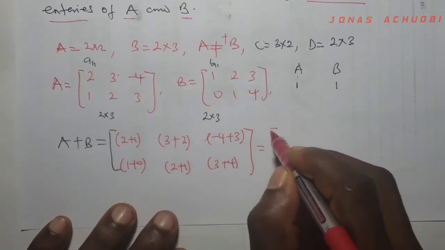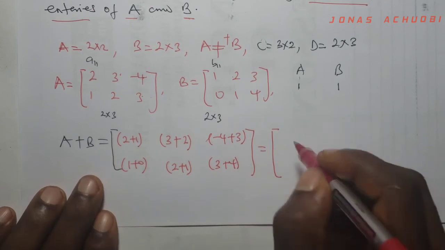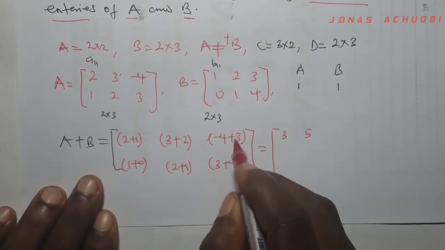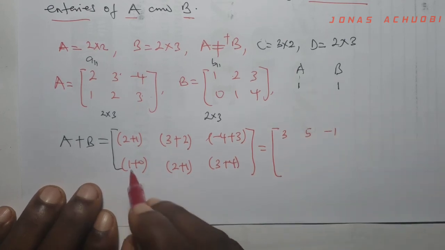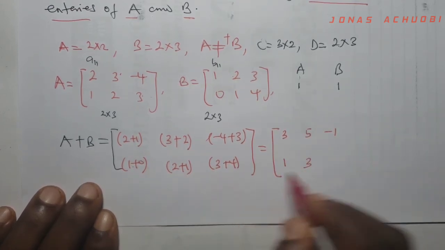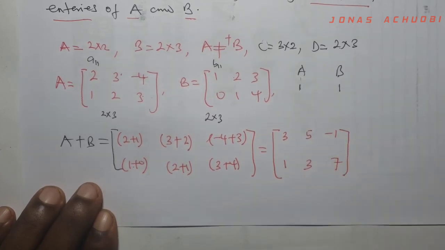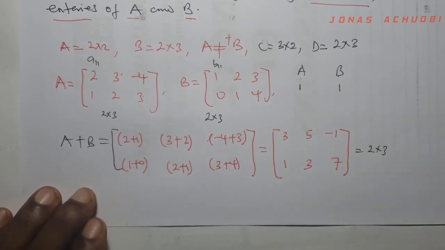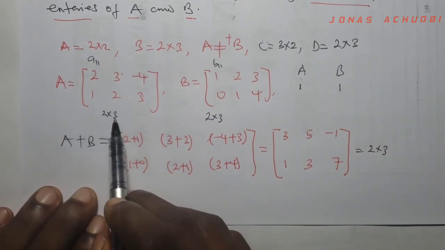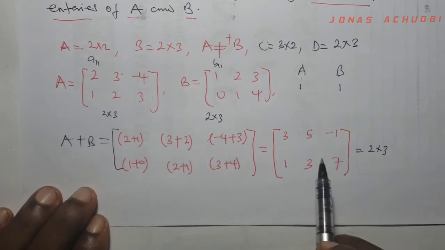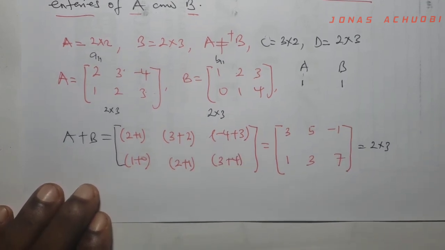So if we do that, what do we get? We get 2 plus 1 is 3. 3 plus 2 is 5. Negative 4 plus 3 is negative 1. 1 plus 0 is 1. 2 plus 1 is 3. 3 plus 4 is 7. Beautiful 7. So what do you observe? This matrix also is a 2 by 3 matrix. So if we add a 2 by 3 matrix to a 2 by 3 matrix, the result we're going to have remains a 2 by 3 matrix.